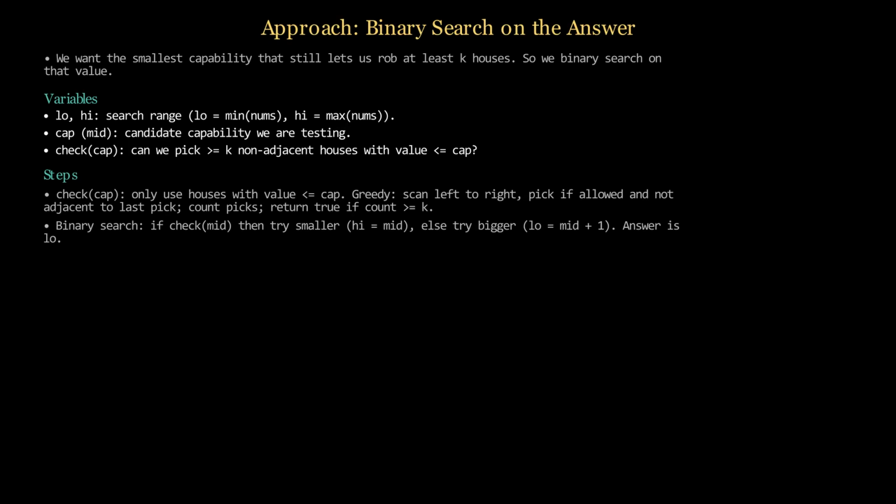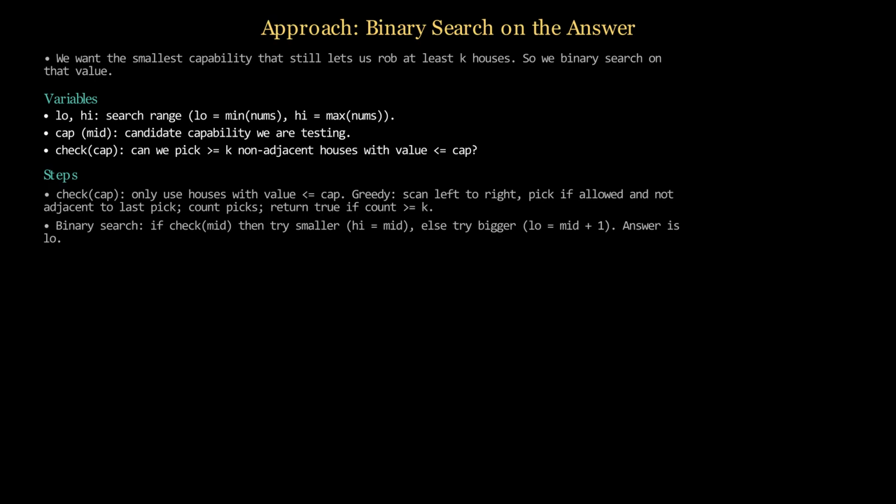Variables, low and high are the search range, low is min of nums, high is max of nums. Cap, or mid, is the candidate capability we are testing. Check of cap asks, can we pick at least k non-adjacent houses with value at most cap? Steps, for check of cap we only use houses with value at most cap. We greedily scan left to right, pick if allowed and not adjacent to the last pick, count picks, and return true if count is at least k.